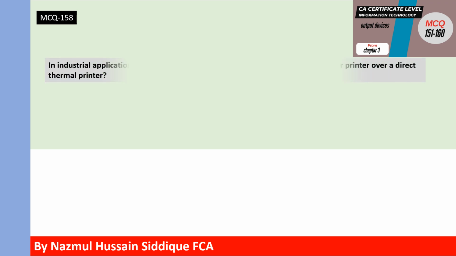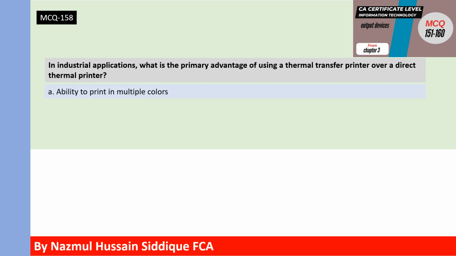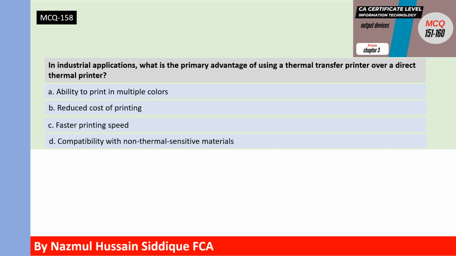Next question, 158. In industrial applications, what is the primary advantage of using a thermal transfer printer over a direct thermal printer? Option A, ability to print in multiple colors. Option B, reduced cost of printing. Option C, faster printing speed. Option D, compatibility with non-thermal sensitive materials.